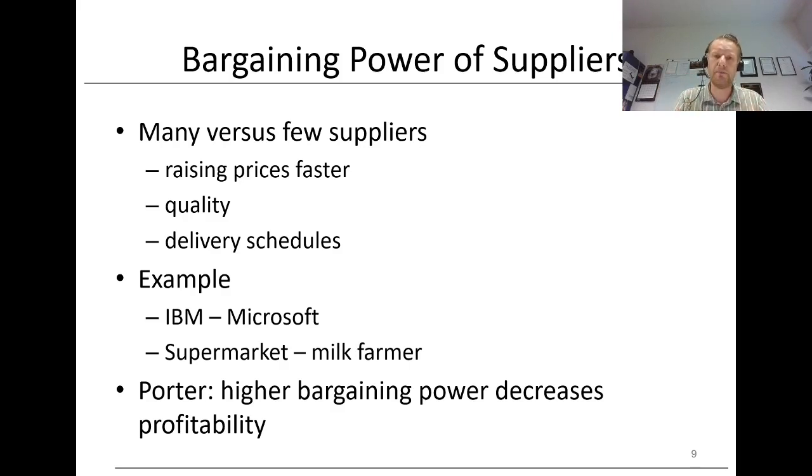So this bargaining power, whether it's with the company itself, or with the supplier or with the buyer, as we will talk about also, is really important to understand the profitability of a firm. Higher bargaining power, obviously, of your suppliers means that your profitability decreases, as was the case in the IBM and Microsoft story.